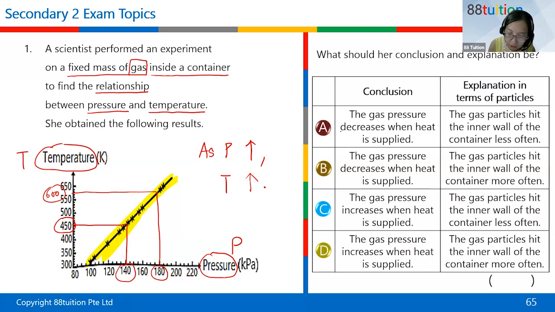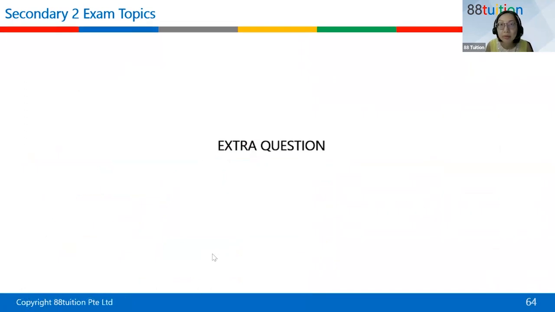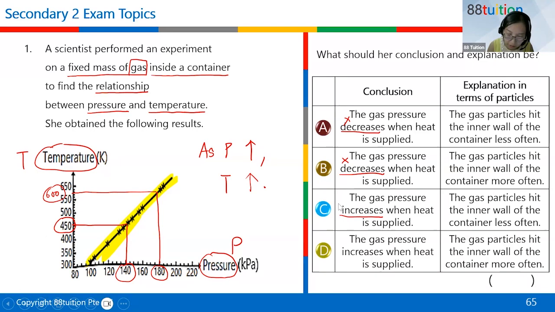Now, decrease is obviously wrong already. Because as temperature goes up, pressure goes up, so increases is correct. So the answer is between C and D.